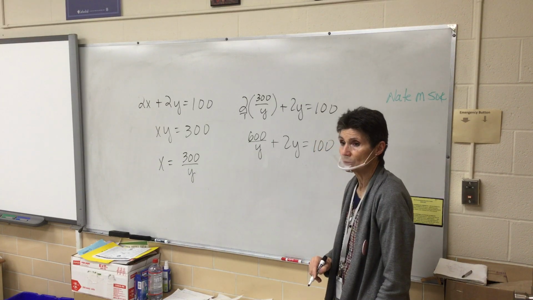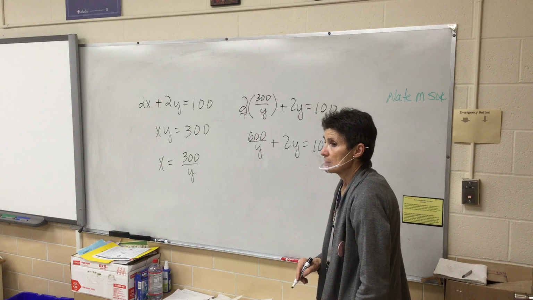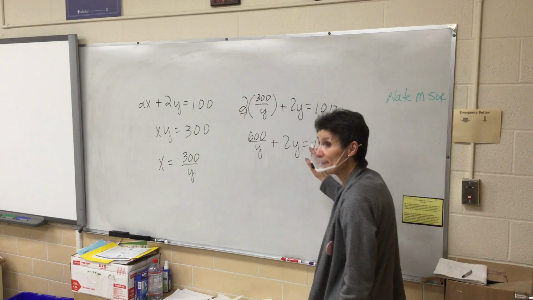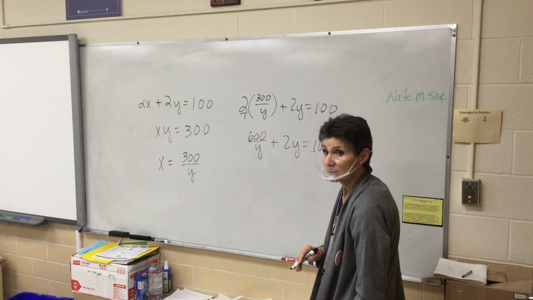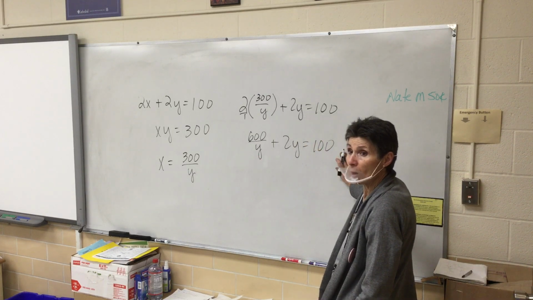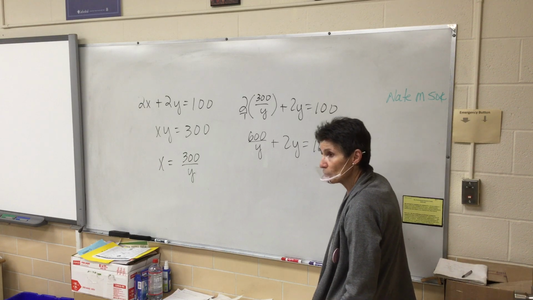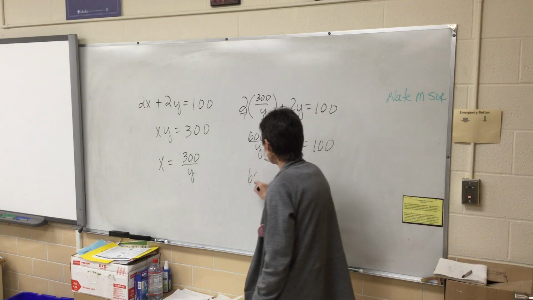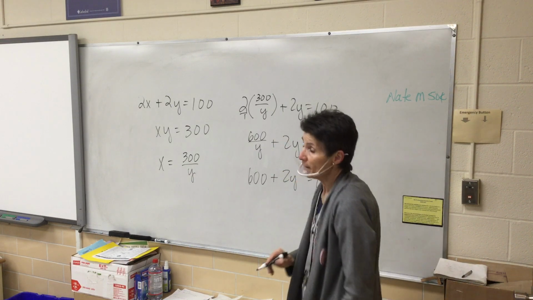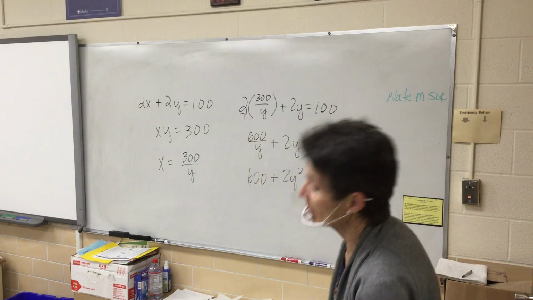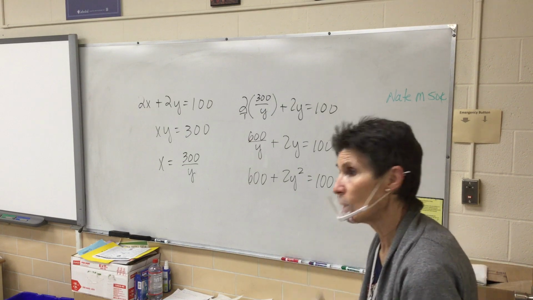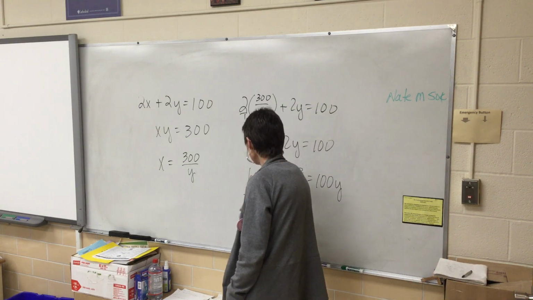What in the world? Y over the other side? So we're going to multiply everything by y so that we don't have a fraction anymore. So we're going to have 600 plus 2y squared equals 100y. Remember, when you multiply everything by y, you multiply everything by y. What's that? That's another quadratic. So I'm going to get it set equal to 0.